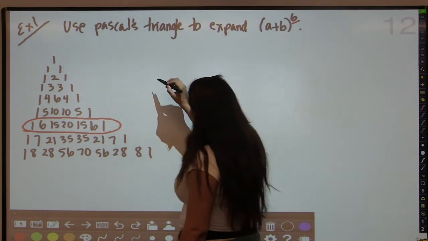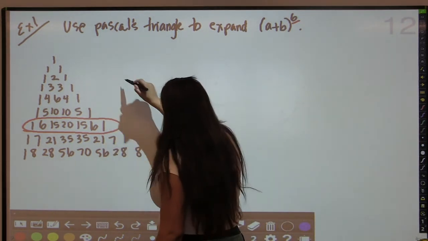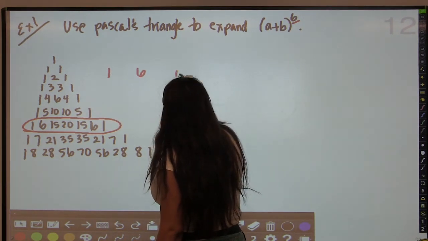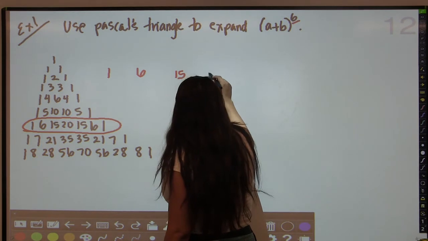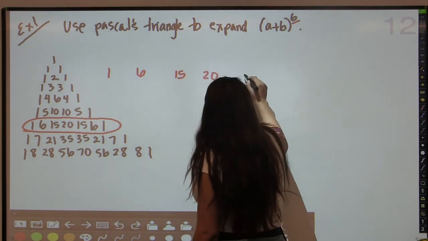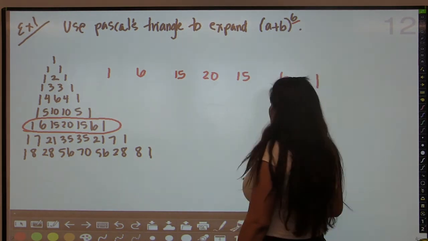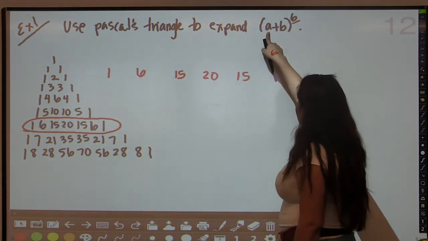So I'm going to have 1. I'm going to use some space here, so I'm going to put 1 way over here. And then 6. And then 15. And then 20. And then 15 again, and then 6, and then 1. All right? And so in this case, I'm going to have my a's here.